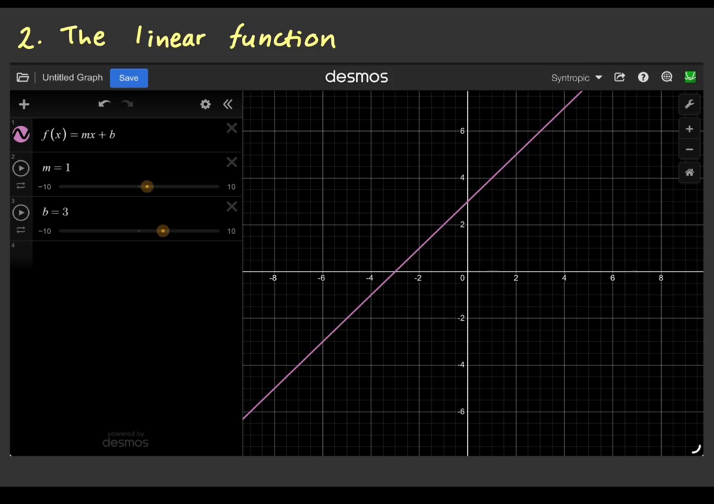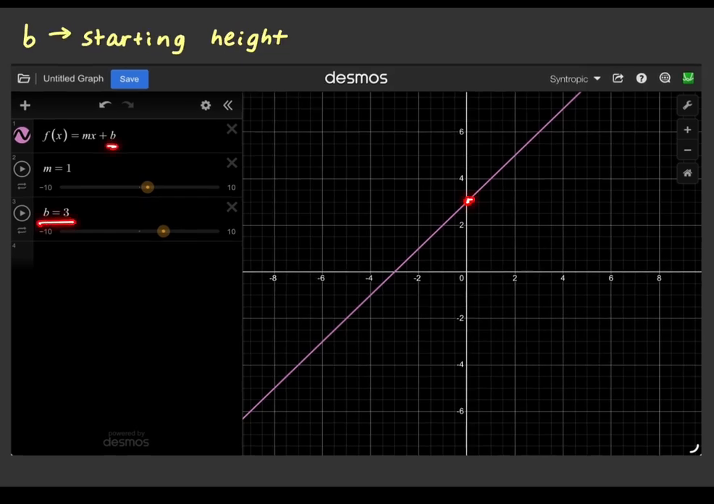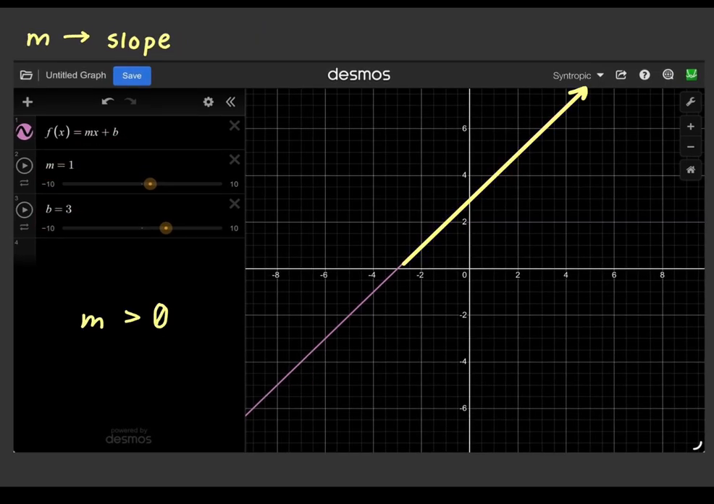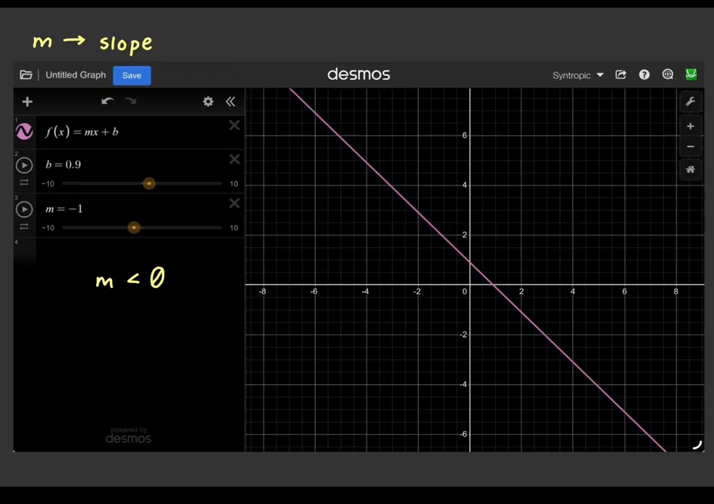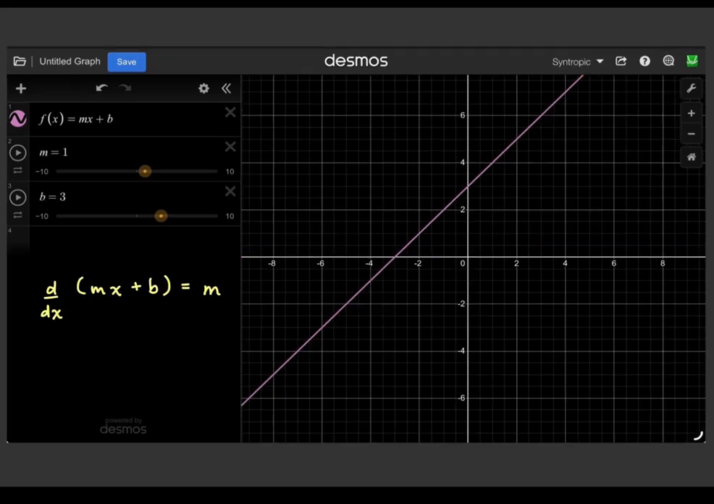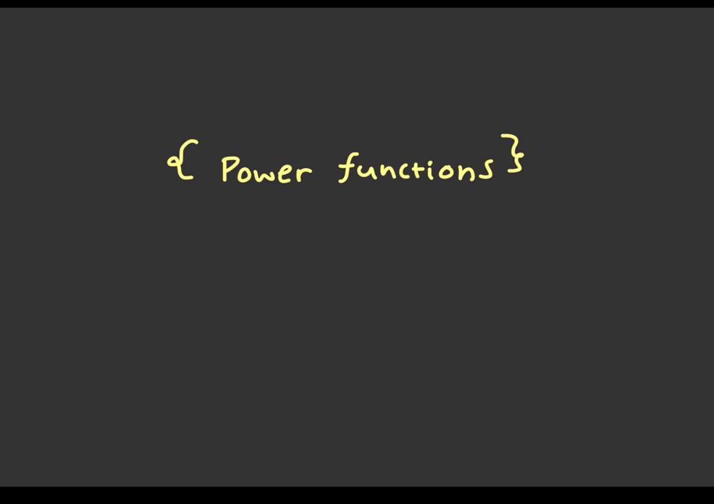Next, the linear function. This graph changes at a constant rate. The b is the starting height, the m is the slope, where if m is bigger than 0, then the line rises to the right, and if the slope is below 0, then the line falls to the right. But if the slope is 0, then the line reduces to the line of a constant. In here, the derivative is the same everywhere. Moving on to the power functions.